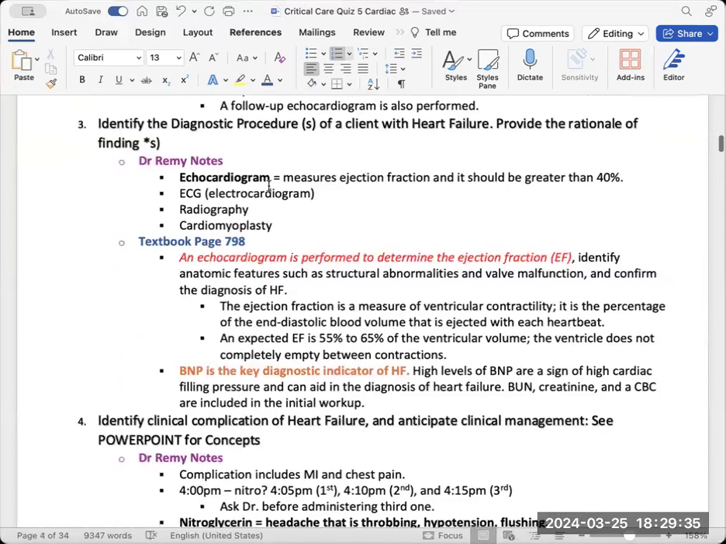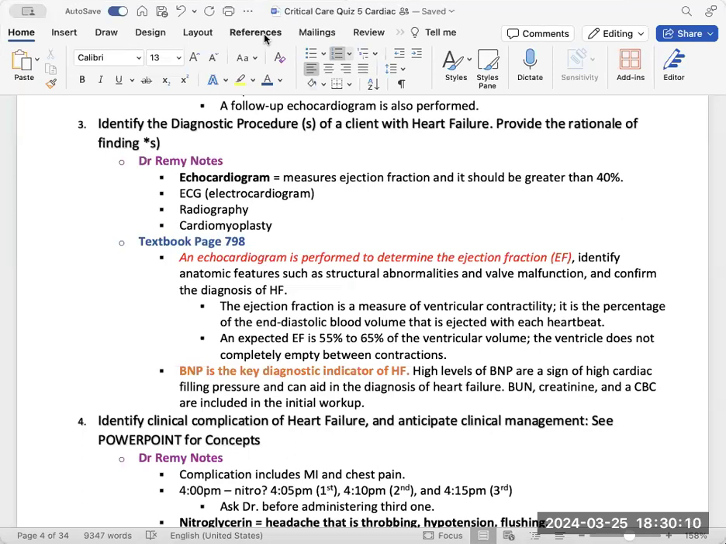The next question is to identify the diagnostic procedure or procedures of a client with heart failure and provide the rationale. Now, I've seen on CoursePoint a bunch of times that echocardiogram is the diagnostic test of choice. So if it was a one answer response, I would pick an echocardiogram, and that's because an echocardiogram could tell you a few different things. One, it could tell you the ejection fraction, which we already talked about why that's so important, and it could also tell you structural abnormalities of the heart. So echocardiogram is the diagnostic test of choice.